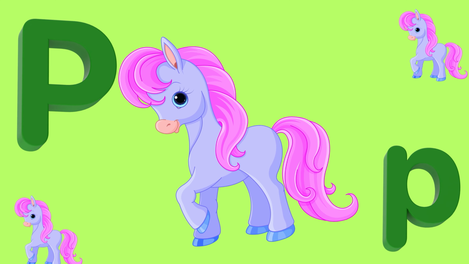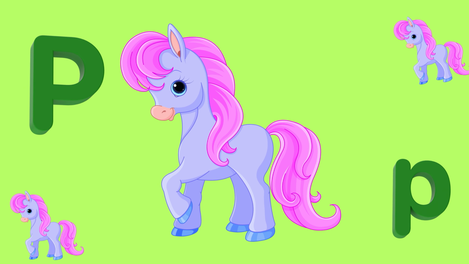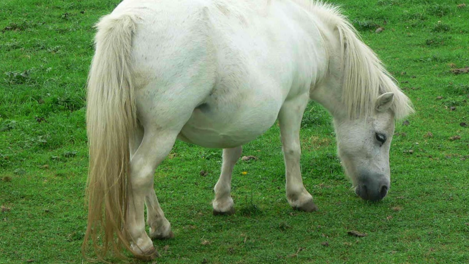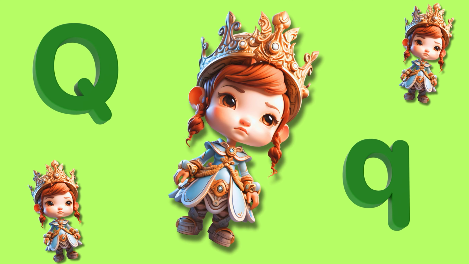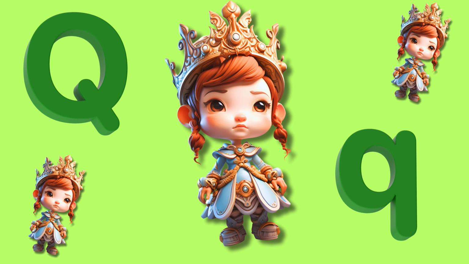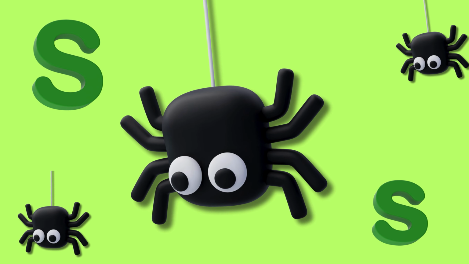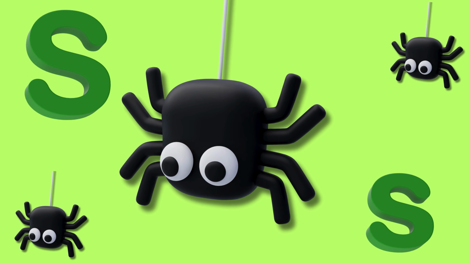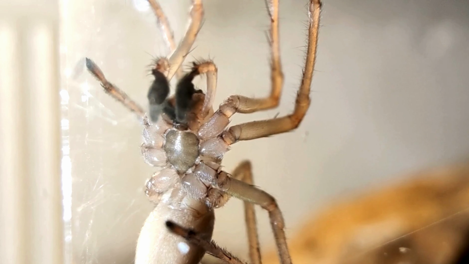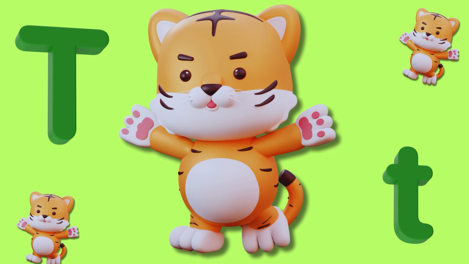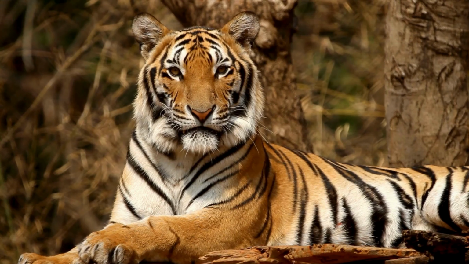P is for pony, p, p, p, p, pony. Q is for queen, k, k, k, k, queen. R is for rainbow, r, r, r, r, rainbow. S is for spider, s, s, s, s, spider. T is for tiger, ch, ch, ch, ch, tiger.